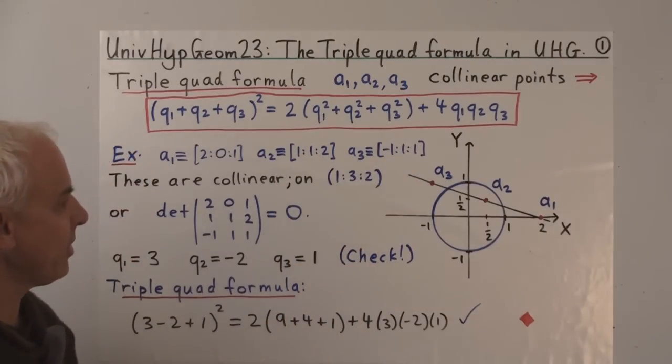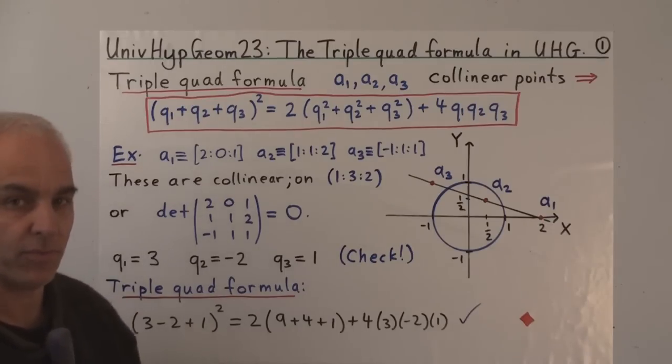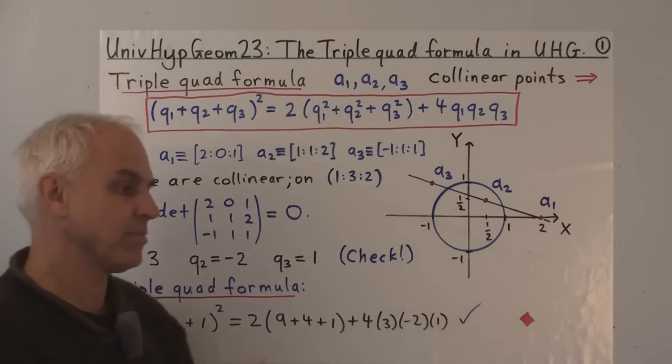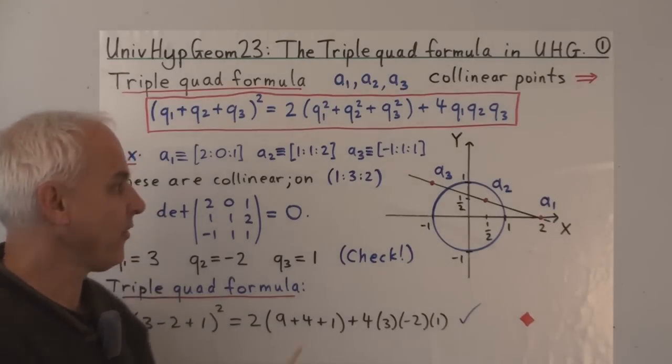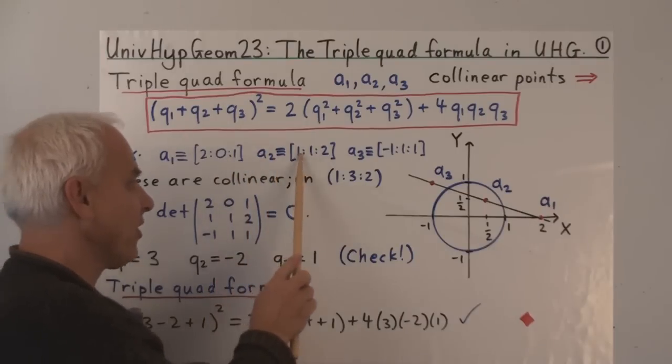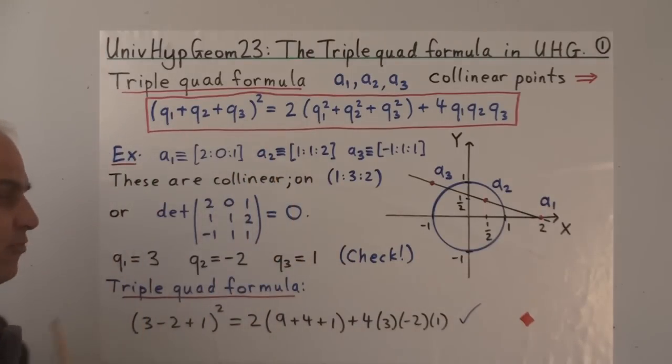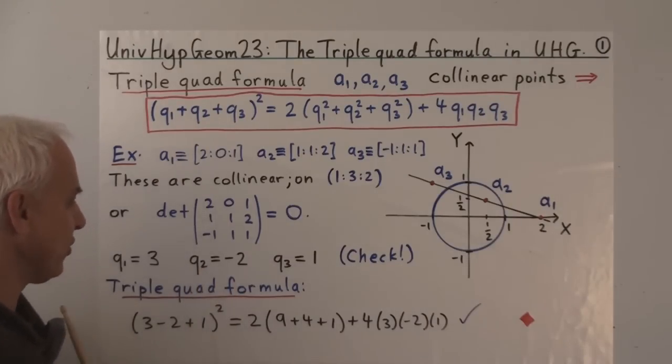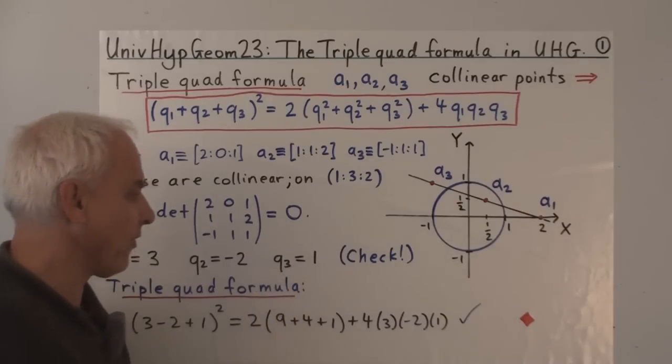So what did we say? We have 4 over minus 2, giving a total of minus 2. So the quadrance is 1 minus minus 2, which is 3. I'll let you check also that Q2 is minus 2 and Q3 equals 1.